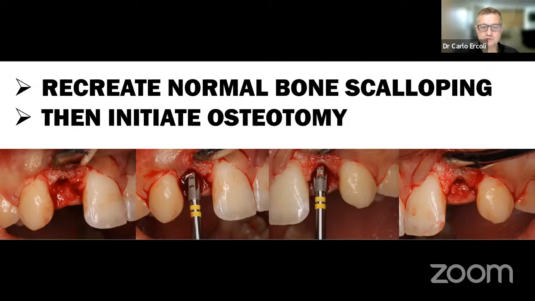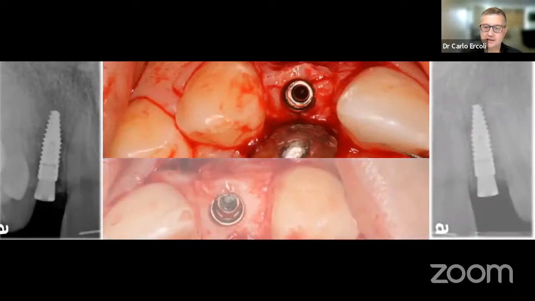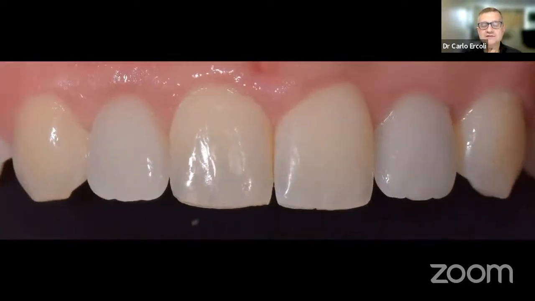So first, you recreate your normal bone scalloping. You can do it with a high-speed handpiece and a large round burr, or you can do it with any other instruments that you feel appropriate. And then, of course, you initiate your osteotomy according to the implant system that you use. Again, here is the implant going in place after the osteotomy has been completed. And again, of course, in this situation, we often have to manage limited mesiodistal space. So then, once you've done that and you scallop that tissue, the soft tissue will basically heal around your restoration once it is placed, like you can see here, nice.